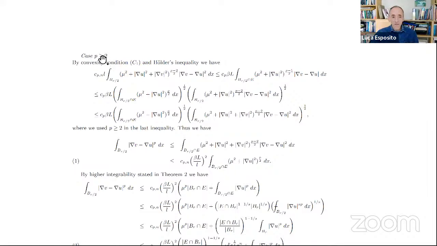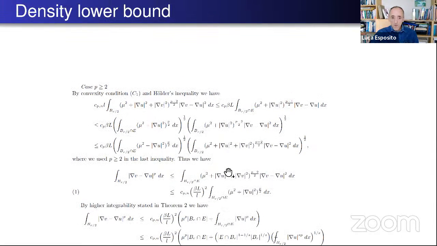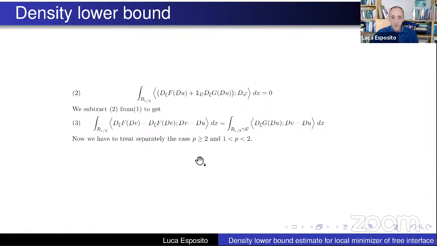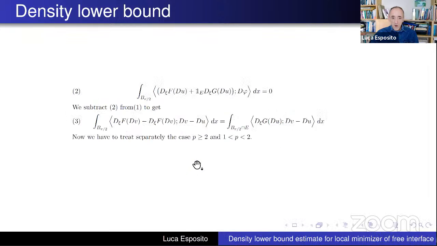In the easy case, when p is greater than 2, using the convexity condition you prove that the integral on the ball of radius R alpha of the difference of the gradient of V and the gradient of U to the power p is less or equal to the integral on the intersection with A, because in the complement you have a term that was raised in the beginning when we performed the difference.